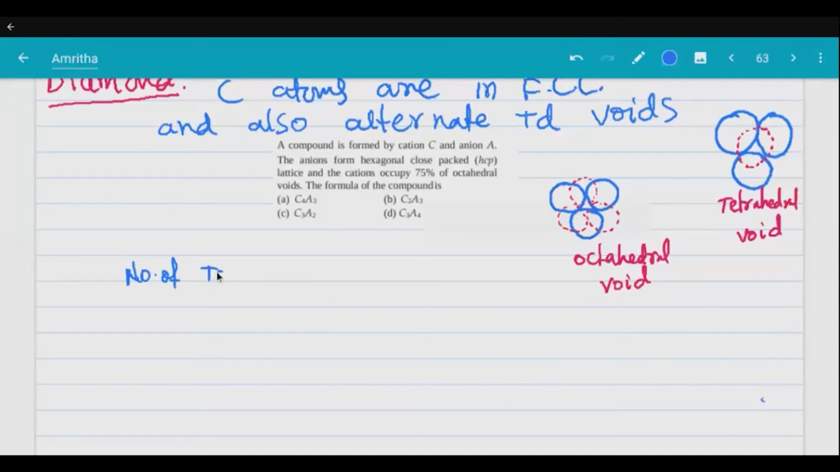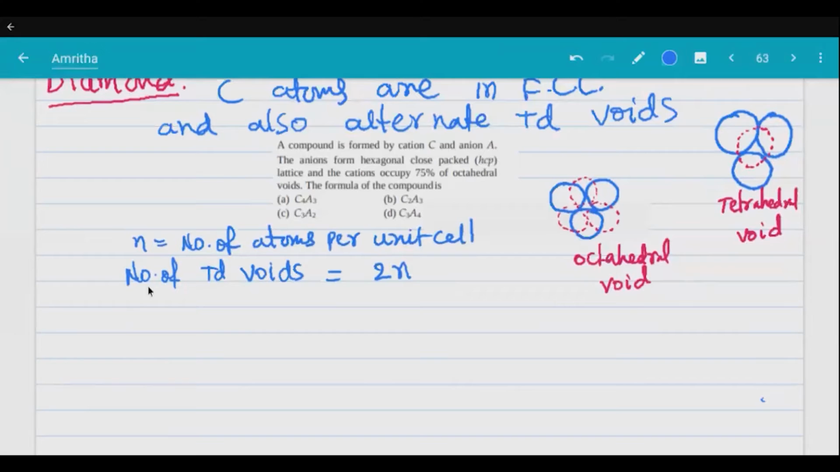Number of tetrahedral voids is equal to 2n. What is n here? n is the number of atoms per unit cell. If n atoms are present, tetrahedral voids are 2n, and the number of octahedral voids is n only.